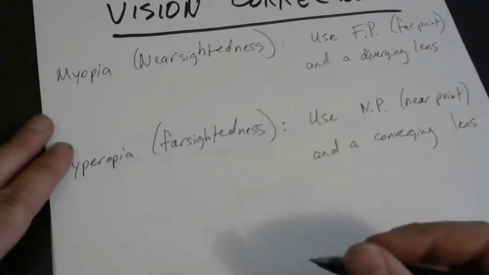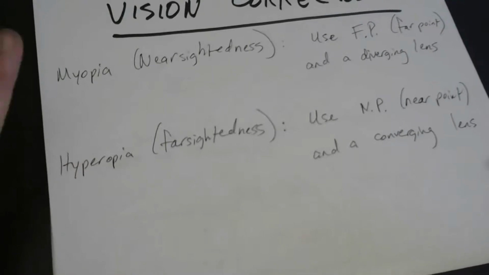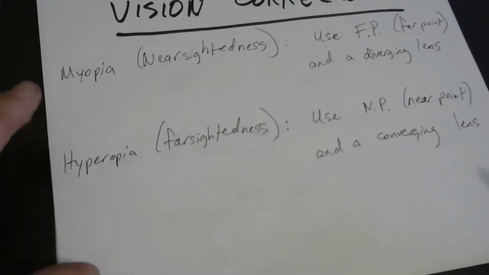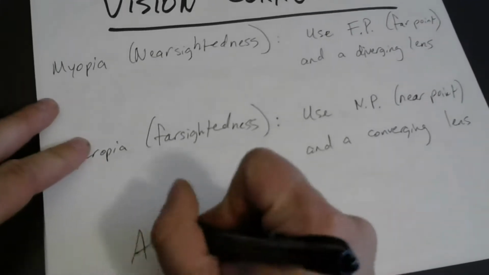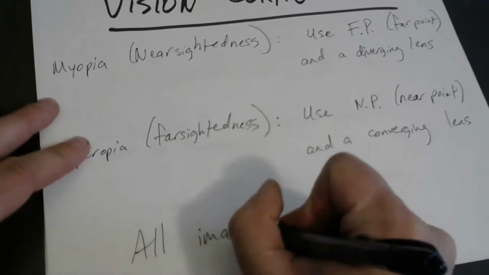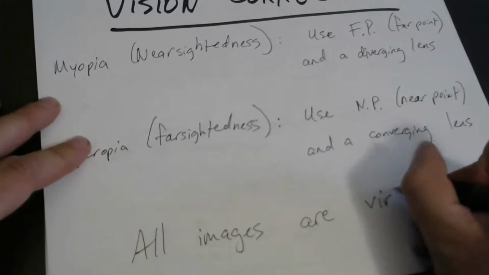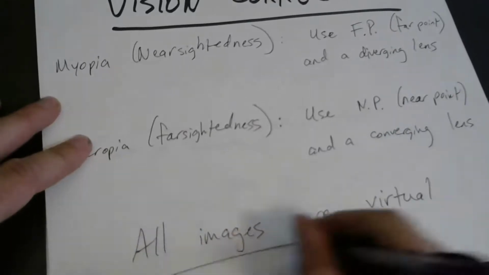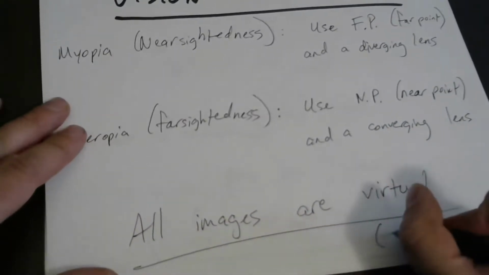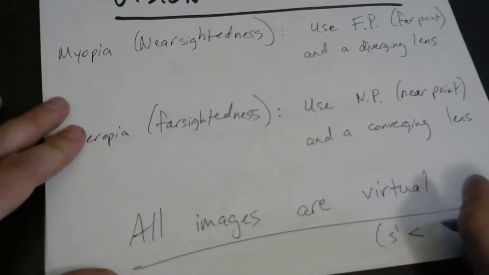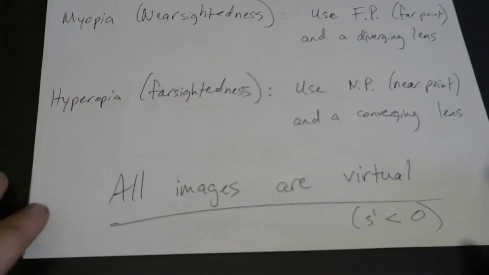That sounds so cruel, a defect in your vision. And in all cases, regardless of whether it's a nearsighted person or a farsighted person, all the images that we're dealing with are virtual images, which means your image distance is going to be a negative number. Keep that in mind as you're doing these problems. So let's take a look now at some images from your book.